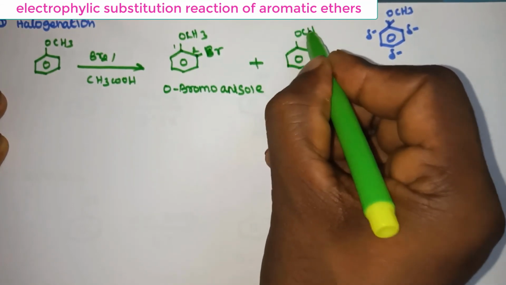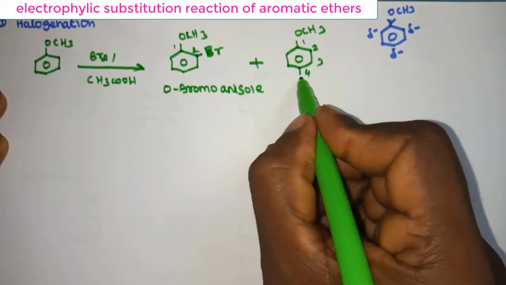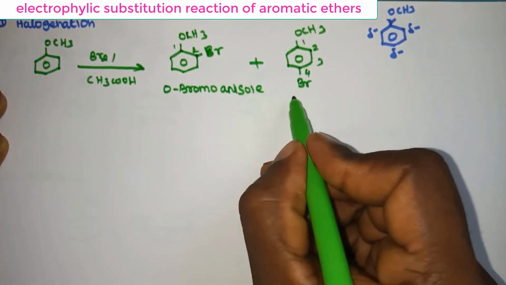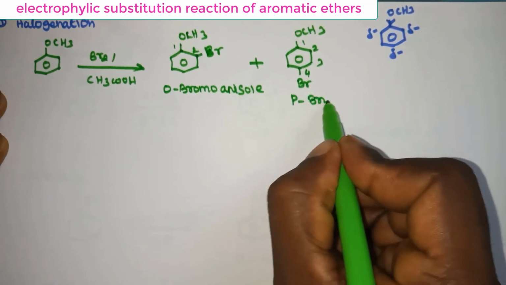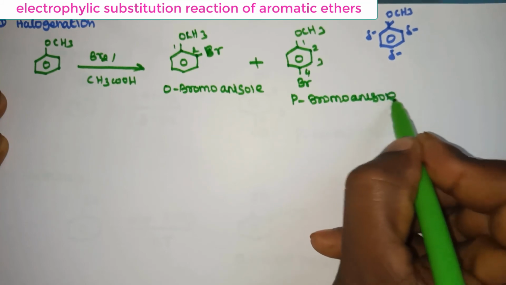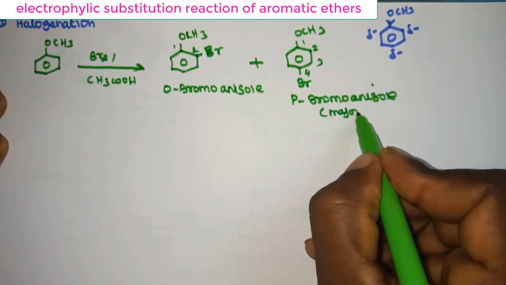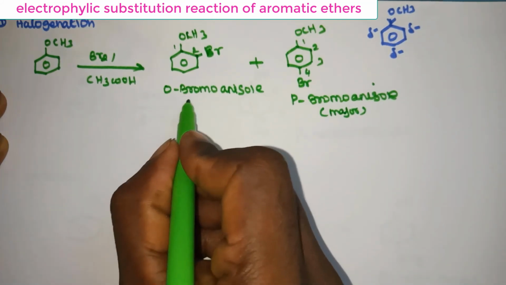This is anisole, 1, 2, 3, 4. The fourth position is the para position. So one bromine group is present, so parabromoanisole. Parabromoanisole is the major product. Orthobromoanisole is the minor product.